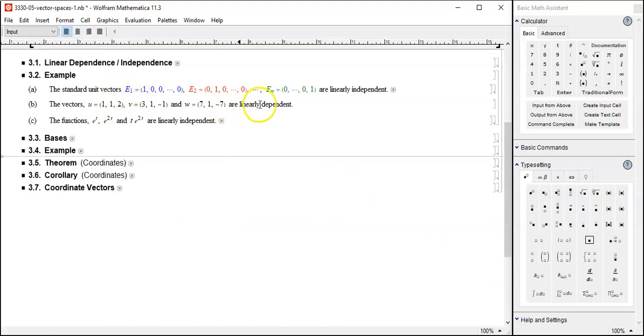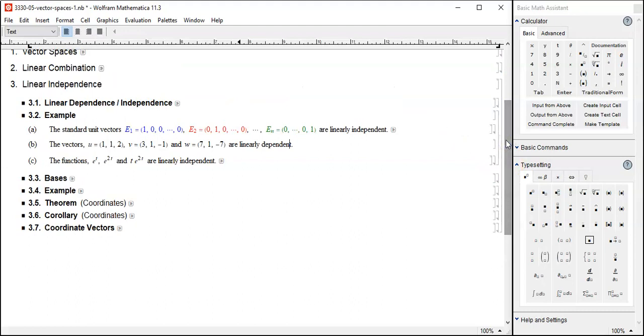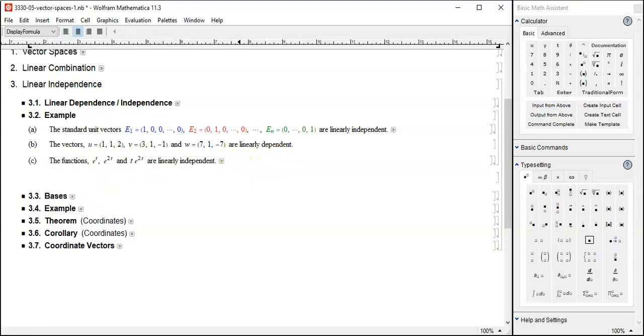Yes, we use brute force computation to prove that these three are linearly dependent simply by setting up and then finding out x, y, and z. How about the next example? The functions e to the t power, e to the 2t power, and t times e to the 2t power are linearly independent. What do you mean by that?